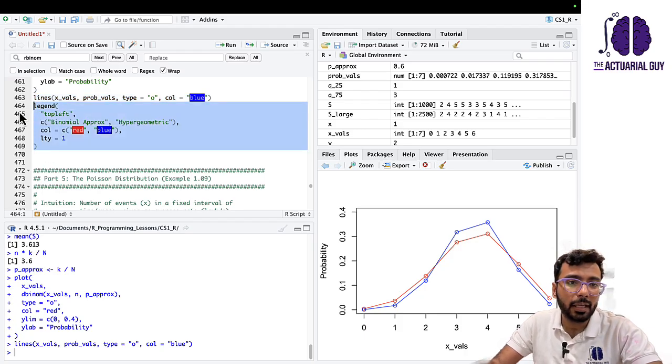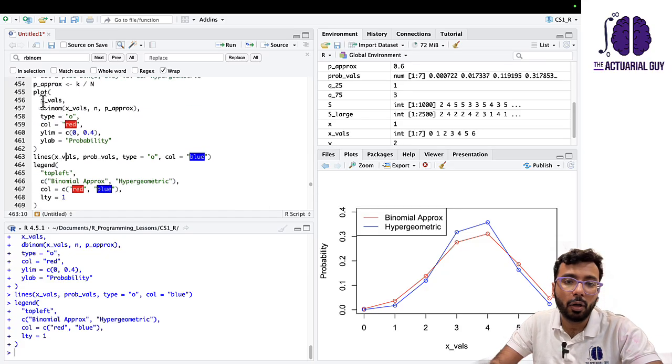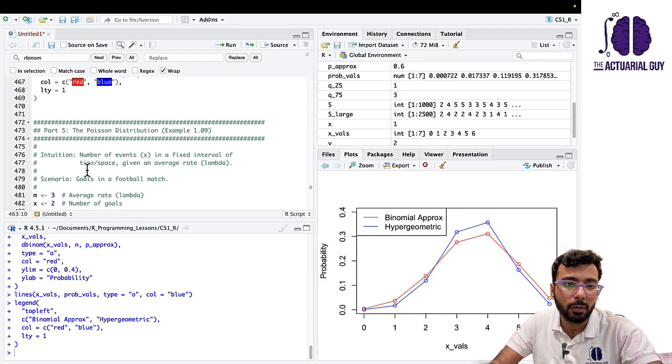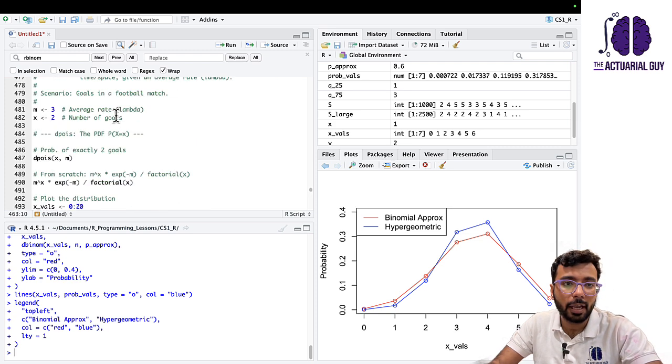So that's something to see, and then you can obviously add a legend to this. This is something we've discussed in the plot function. You can add a legend later, which shows that this is my binomial approximation and this is my hypergeometric distribution. So that's what you've seen. Fairly straightforward, easy stuff here with the hypergeometric distribution.